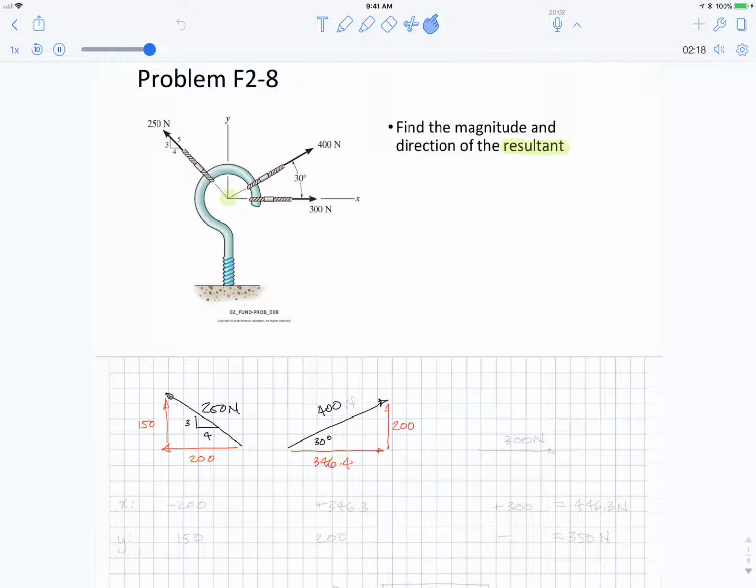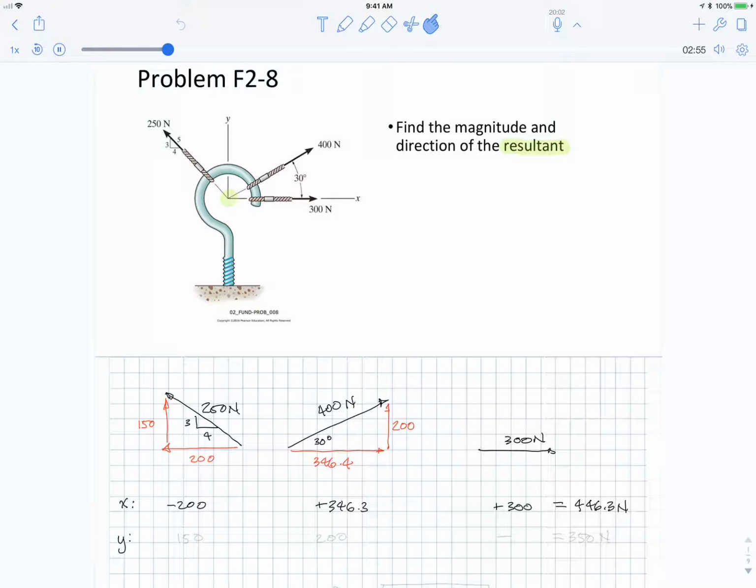And then finally, we have this horizontal 300 Newton force, and that's going to be all in the x. Okay, so now all we have to do is add up all the x's. I'll take right to be positive as shown in the diagram above. So that 200 is going to the left, so it's minus 200. This one in the x is going to the right, plus 346.4, and this is going to the right at 300. And you add all those up, that comes out to 446.3 newtons.